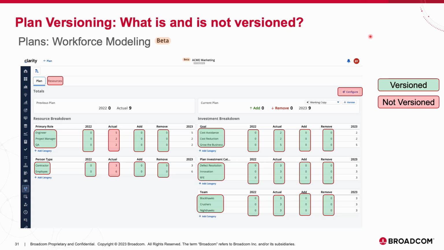This slide gives a summary of what is versioned and what is not versioned. Essentially, the green items are what's versioned, and the red items are what's not versioned. We'll cover more of this in detail in later slides, including what's not versioned related to the resource actuals and also the table configuration.